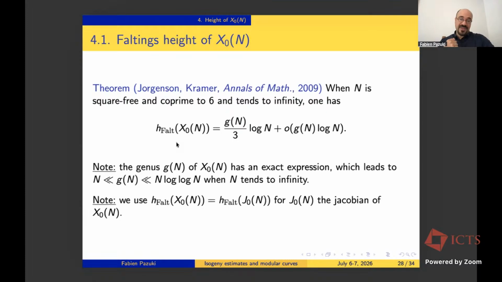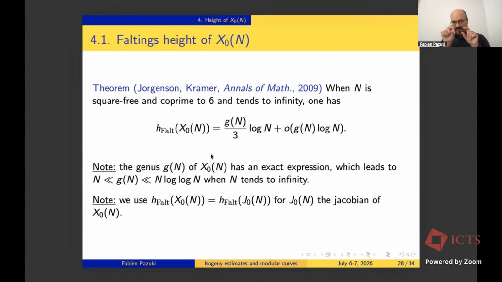Well, what we can say is that when n grows, it grows as g over 3 log n. The main term is g over 3 log n. g is the genus of this curve. But now the genus of this curve, we can compute it exactly since Shimura, or maybe even before. So the genus of this curve has an exact expression.